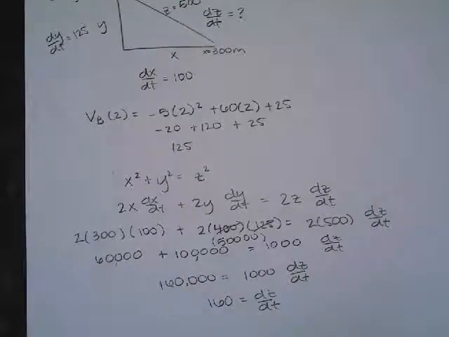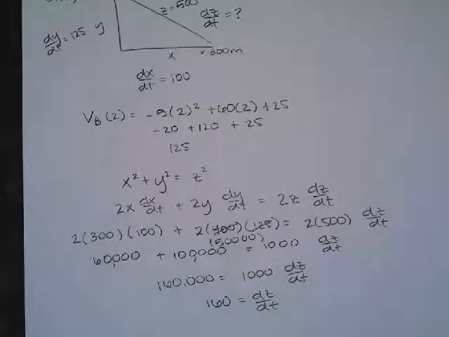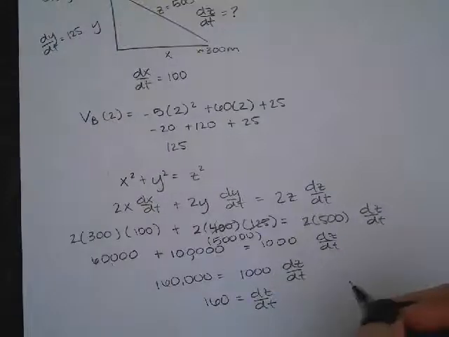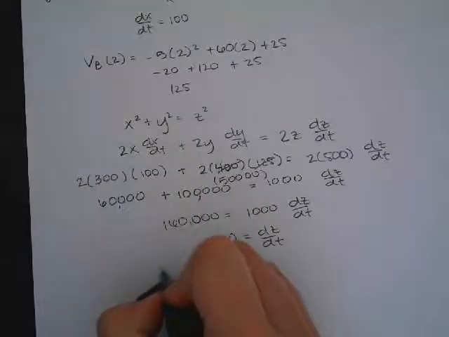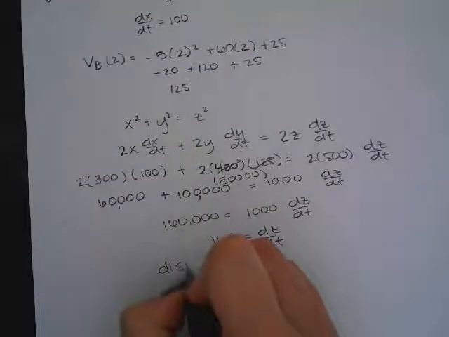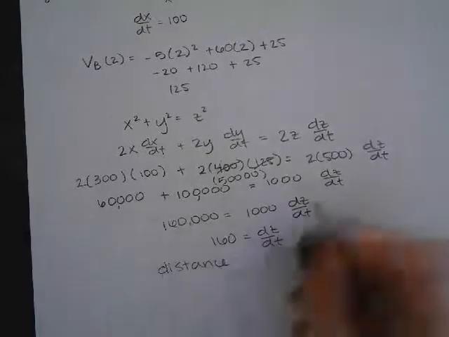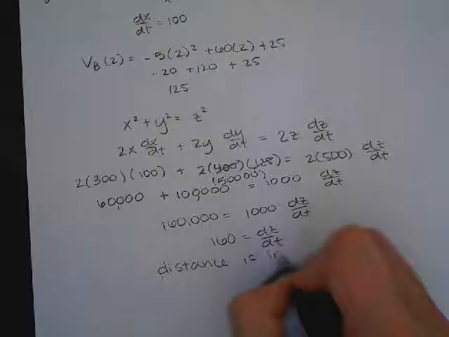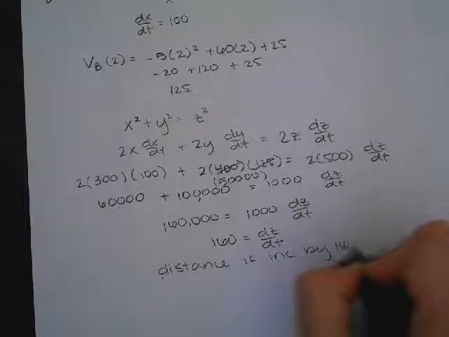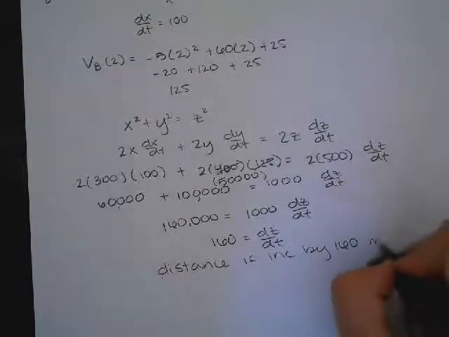And the rate of change is going to be the same units as the velocity for all of these problems, which was meters per minute. So we're going to say the distance is increasing because they're going away from each other, and this number is positive, so it is increasing by 160 meters per minute.